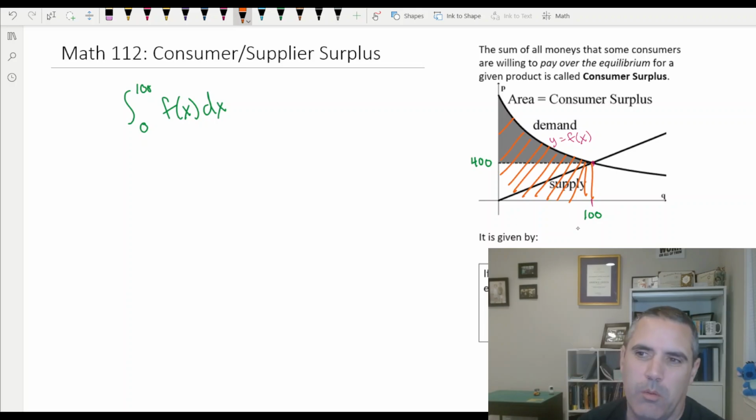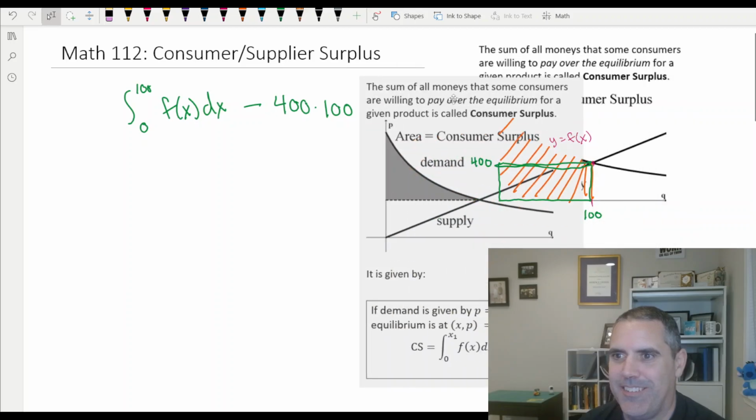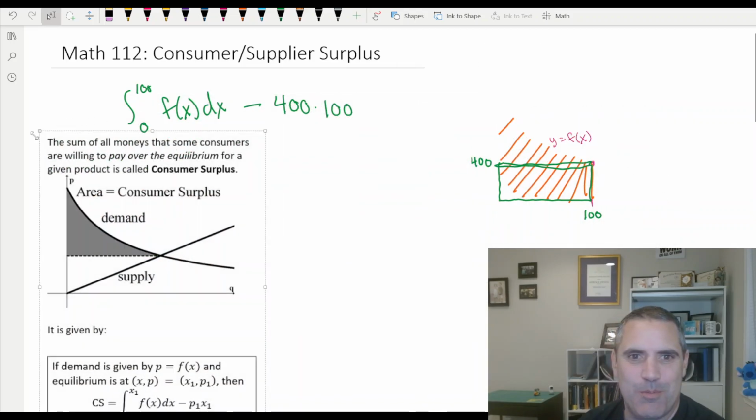It'll include stuff we don't want. So what we need to do is remove this box. And in class, I'll say, well, what's the area of that box? The area of that box is 100 times 400. We're going to subtract this from this. So 400 times 100. That's the formula. So I intentionally was hiding it with my head here. But there's the formula.